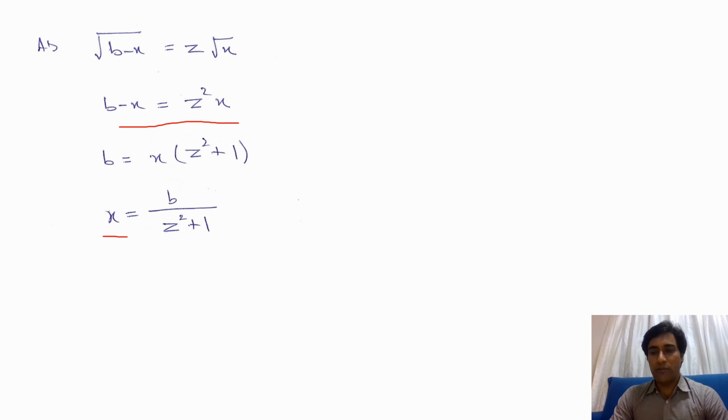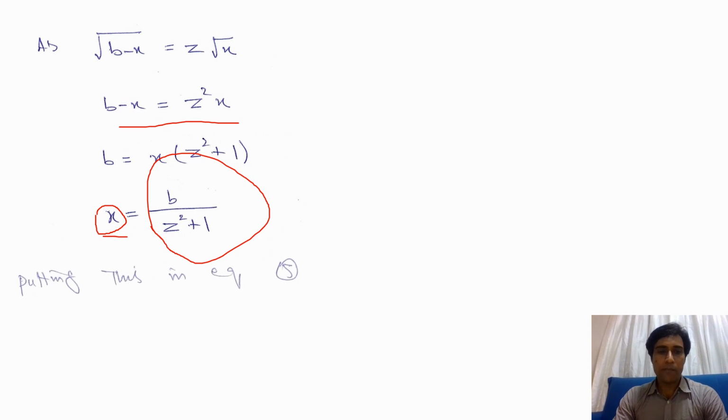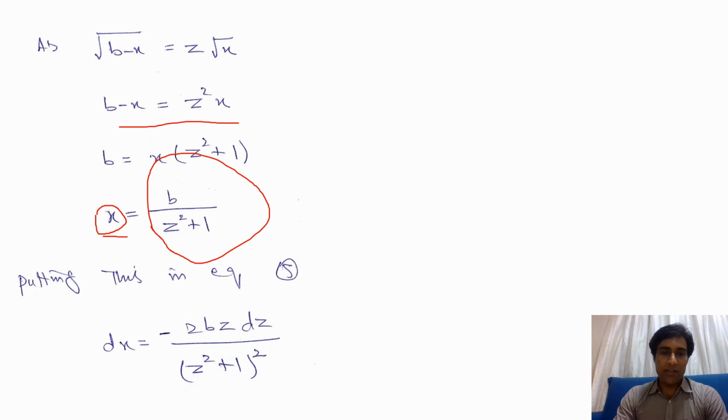So in the previous equation, which was equation 5, we will replace x with this term. So putting this in equation 5, we will get dx equal to minus 2bz dz over z square plus 1 whole square. Here it was x, so we replaced it with b over z square plus 1. So here you see this is the square because of this term.